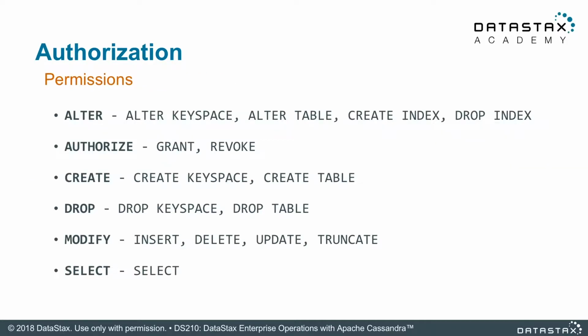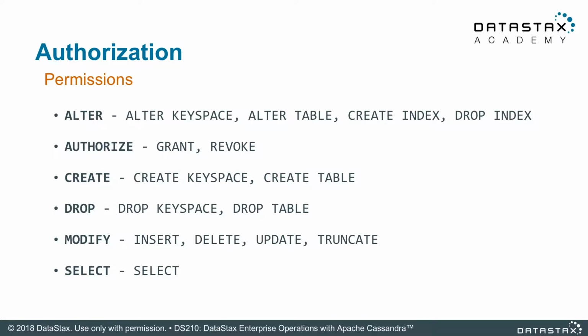Here's a list of the various permissions that we can grant and which operations are implied by each one. The permissions that we can grant allow us to do things like create, alter, modify, or delete tables. We can also grant permissions that allow us to be able to select, insert, or update data.